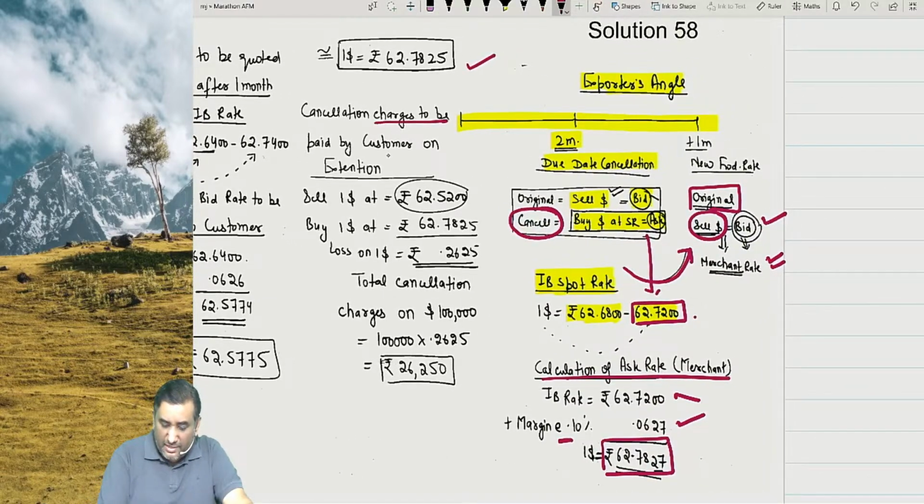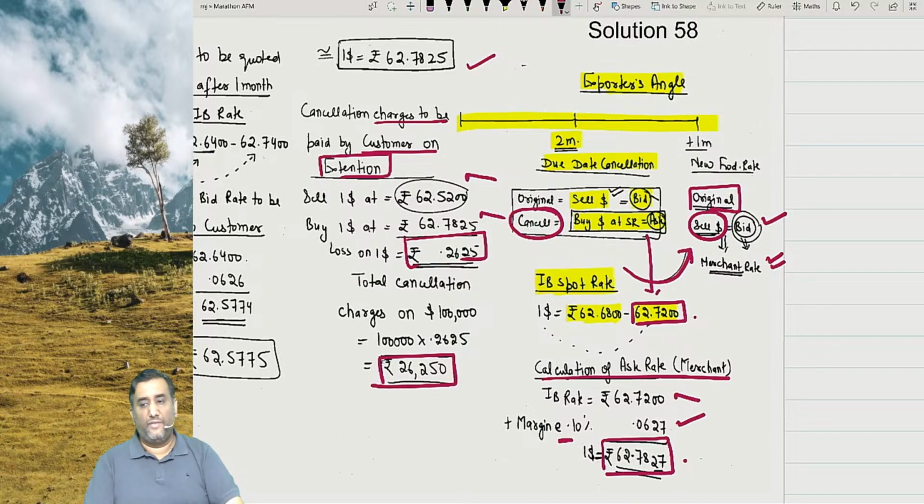Cancellation charges to be paid by the customer on extension. He will sell dollars at the agreed rate, which was 62.5200. He will buy dollars at what rate? 62.7825. This is the rate we have calculated. Loss on $1, and the total charges he'll pay are 26,250. If it was a normal cancellation, at this point the contract gets cancelled. Now since he is doing an extension, tell me the forward rates which are available.